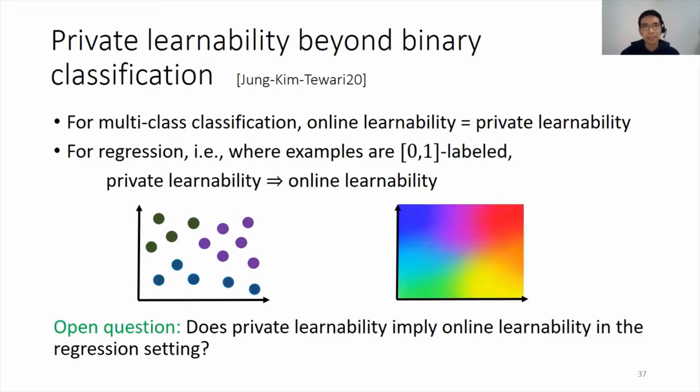First, I'd like to highlight a recent paper of Jung, Kim, and Tewari, who extended this equivalence to more general learning problems. This addressed a problem that we asked in a previous version of the preprint of our paper. For multi-class classification, where each example can be labeled according to one out of k labels, they used the generalization of the Littlestone dimension to show that online learnability is equivalent to private learnability. For regression problems, where labels can be arbitrary real numbers in, say, the interval [0, 1], they proved the direction that private learnability implies online learnability. For regression, the converse remains an open question.